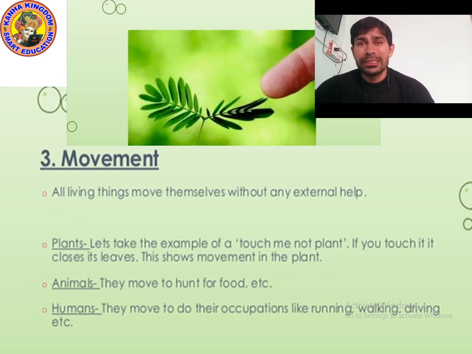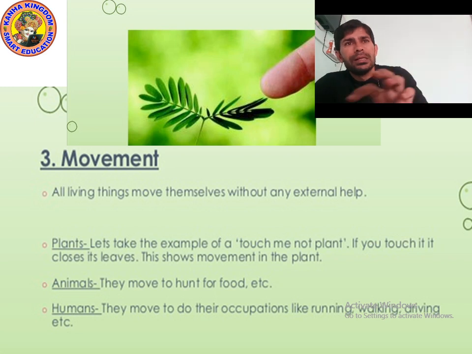So if you touch it, it will close its leaves. Yes, its leaves automatically close, and after some time they automatically open. But if you touch it again, it will close again. So it is responding. It means movement is happening. So this shows the movement in plants.